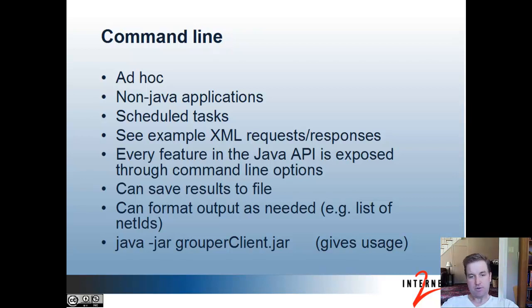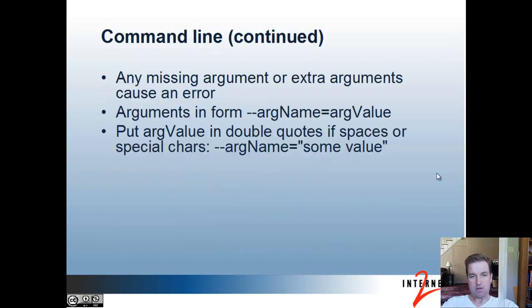If you want to know what the usage is and all the operations and options of the grouper client, just type java -jar grouper-client.jar, and that will give you the usage and all the options. There is command line argument validation with the grouper client, so if you are missing a required argument, or you have extra arguments that are misspelled, it'll cause an error to help you pick that up so that you don't think that you're calling something that you're not.